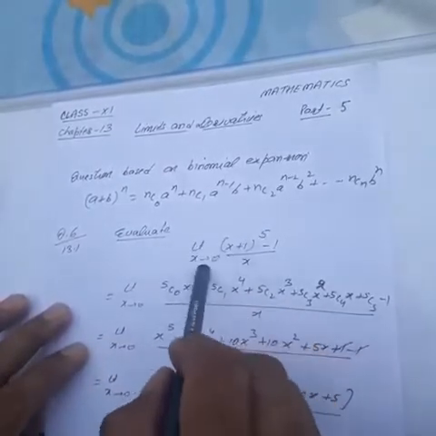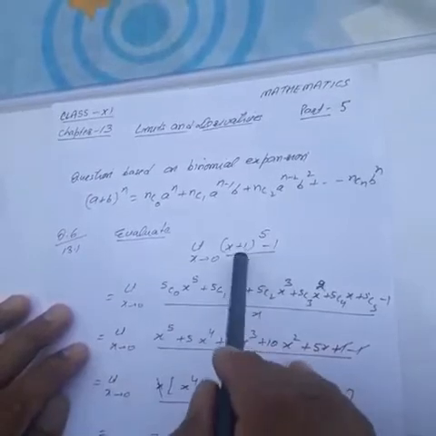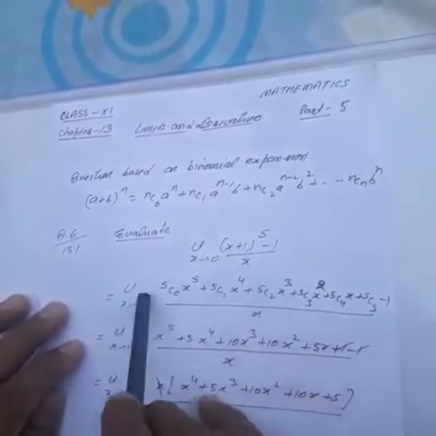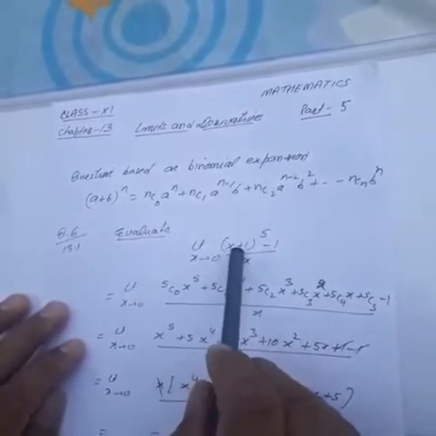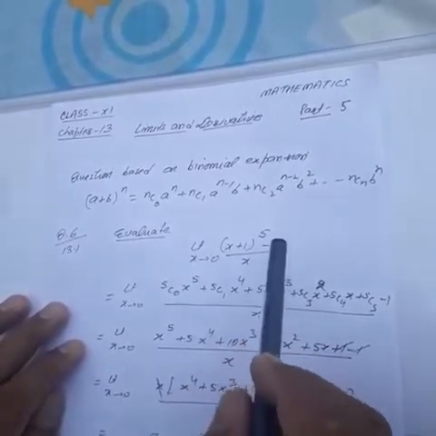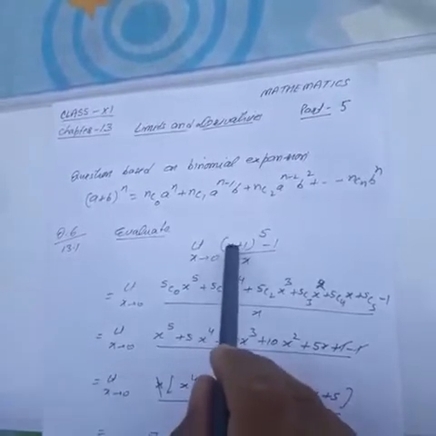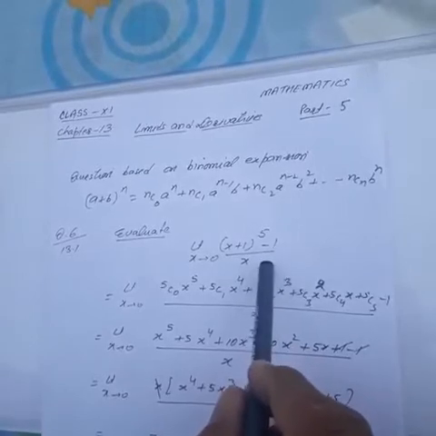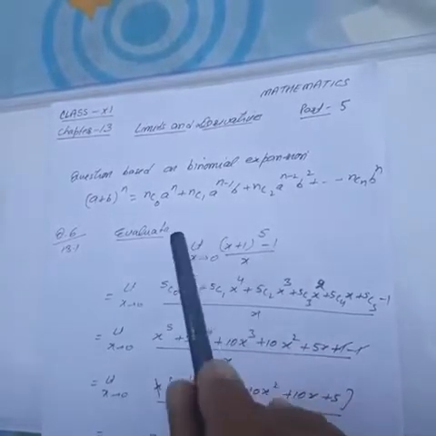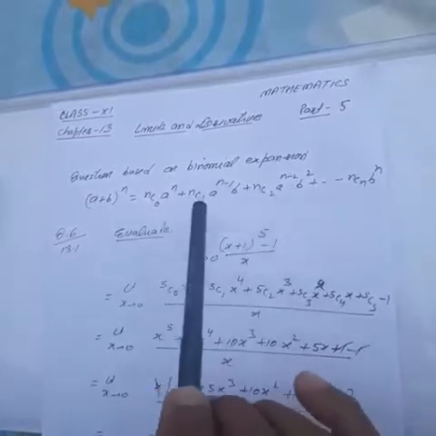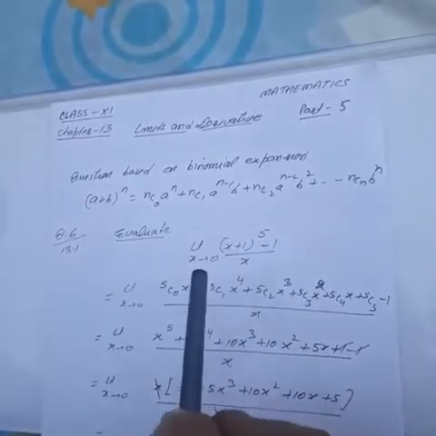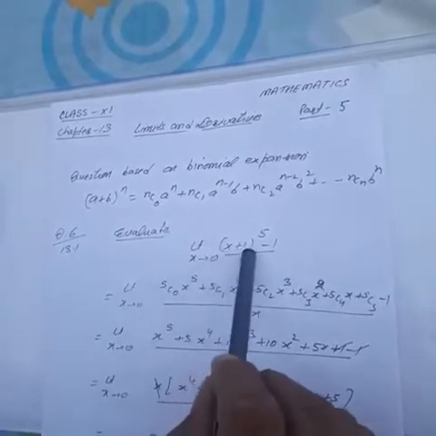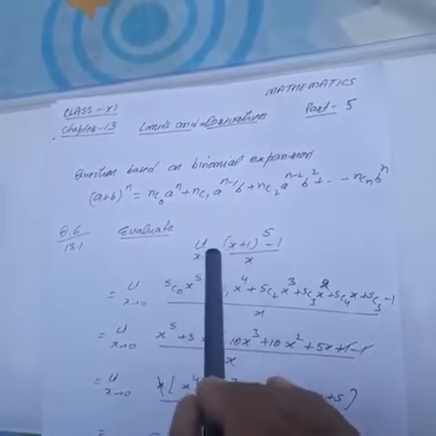Evaluate the limit as x tends to 0 of ((x plus 1) raised to the power 5 minus 1) upon x. Now you substitute x by 0 and check whether it is 0 upon 0 or not. At x equal to 0 it is 0 upon 0 type, so we need simplifications. This formula will be applied when you are getting indeterminate forms. So we have to expand this to avoid the indeterminate form.